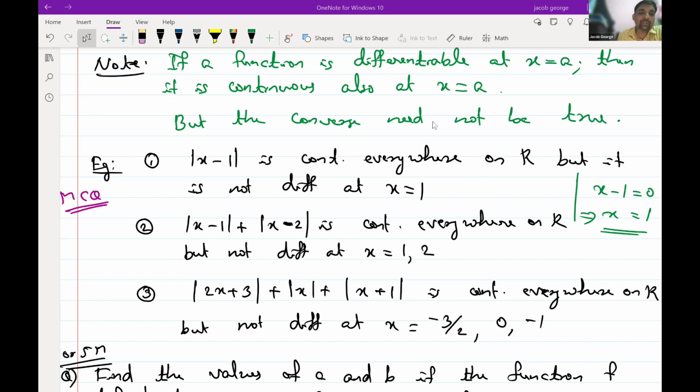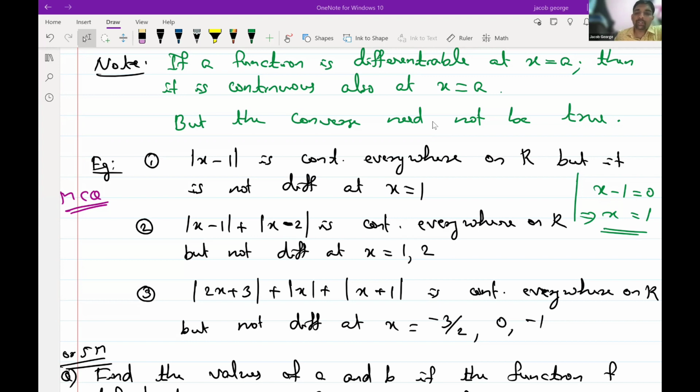Like this, for a combined modulus also, we follow the same rule. It is continuous everywhere, but not differentiable at the points where x minus 1 and x minus 2 are equated to 0. That is, x is 1, 2. Okay, that is how we write the combined modulus.